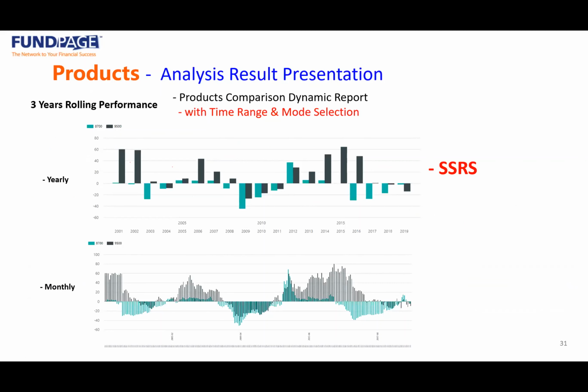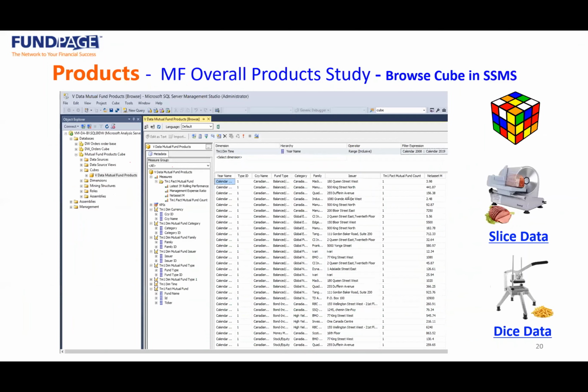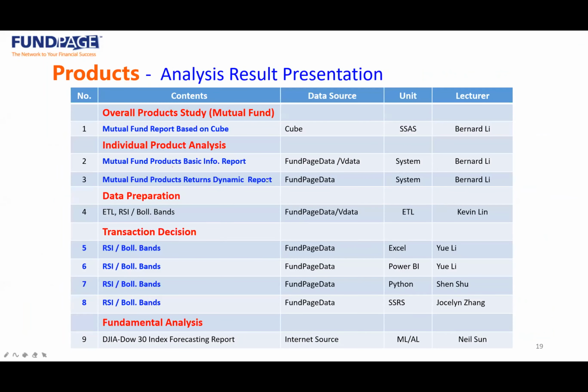After analyzing a single product, you can add multiple products together and conduct a comparison analysis. This is yearly mode. This is monthly mode. Okay, that's all for my part. Now, let's welcome our team member Yue Li to introduce the Excel and Power BI part. Thanks.